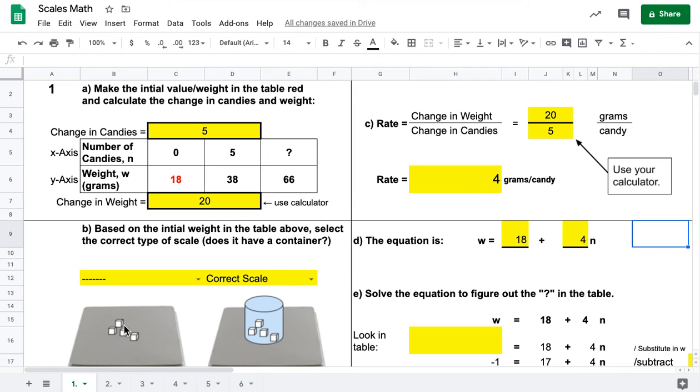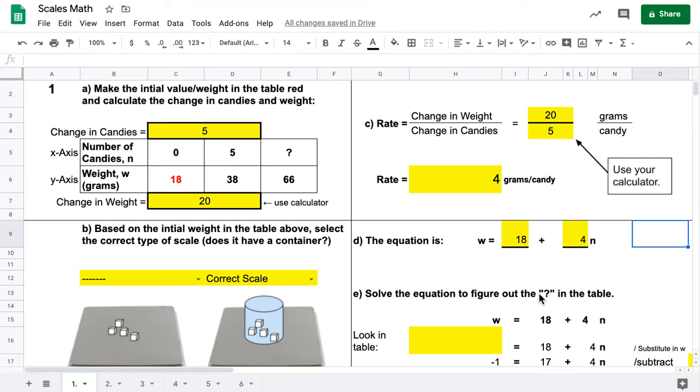So if you think of these, if we look down at this scale, this candy is 4, this candy is 4, this candy is 4, this candy is 4. So rate repeats, and that's why it's multiplication. 4 multiplied by the number of candies. And it starts at 18, because you only get the container once. You get the container once, but the number of candies is always increasing. So that's repeated adding, which we know is multiplying.